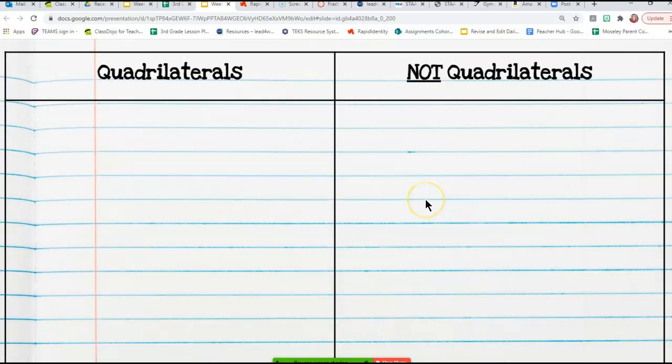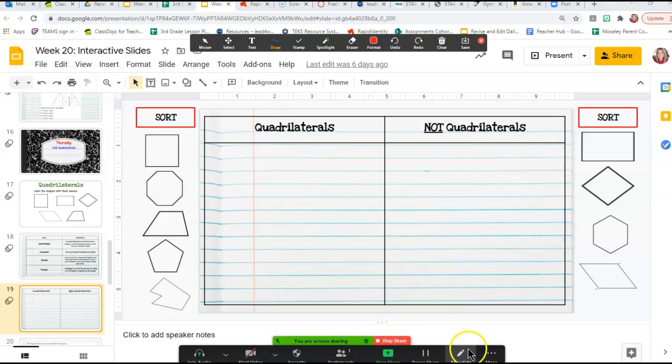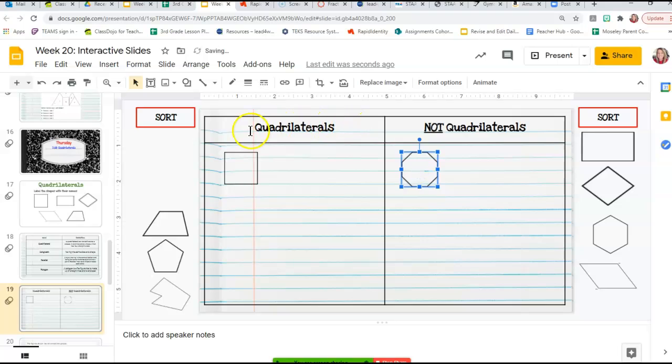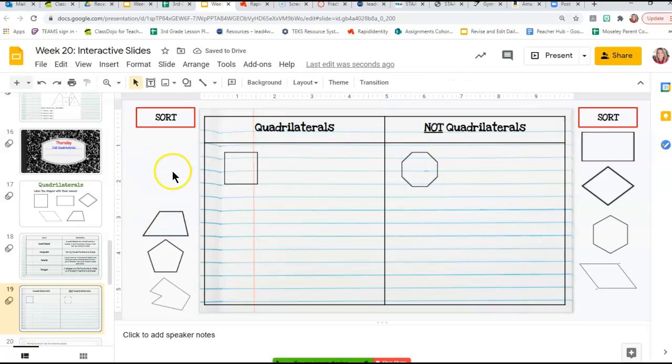Okay, let's go ahead and sort these. Quadrilaterals. So what we want to do here is we're going to put quadrilaterals and non-quadrilaterals. Okay, so this is a square, 1, 2, 3, 4. It has 4 sides, so it is a quadrilateral. Okay, 1, 2, 3, 4, 5, 6, 7, 8. This has 8 sides, so it is not a quadrilateral. Remember, we label quadrilaterals as shapes with 4 sides.